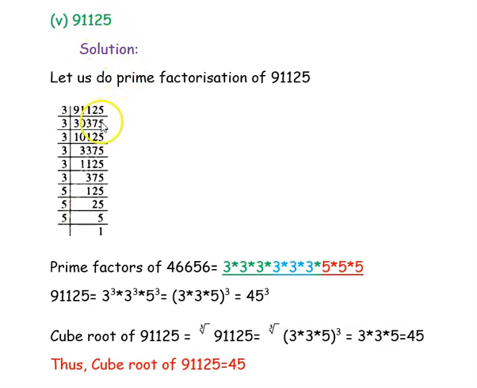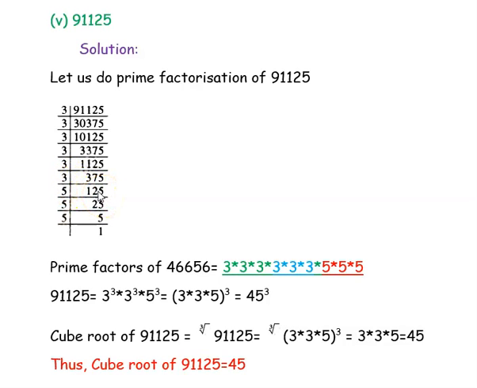The next given number is 91,125. So now let's do the prime factorization of 91,125. Since it's an odd number, we cannot start dividing it by 2. So I am dividing it by 3. So the result will be 30,375. Again I am dividing it by 3. So I'll get 10,125. Again dividing by 3 I got 3,375. Further divide by 3 I got 1,125. Again divide by 3 I got 375. Again divide by 3 I got 125.